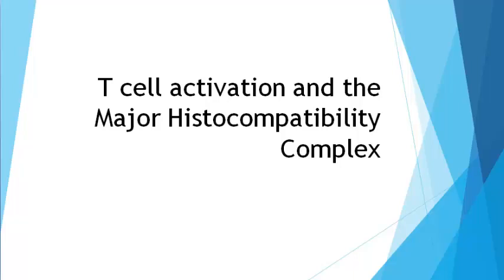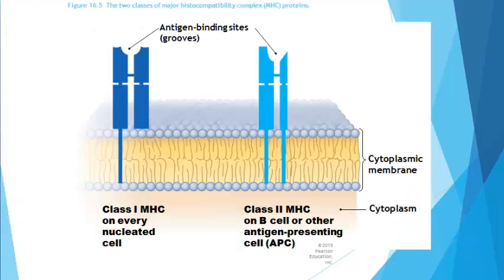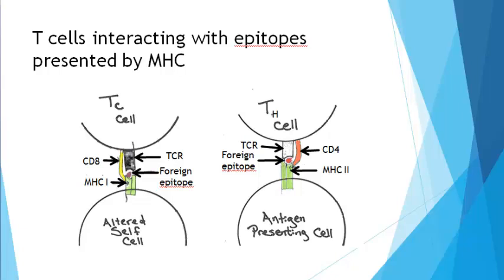T cells are activated to respond when the T cell receptor on their surface recognizes an epitope of an antigen being presented by the MHC molecule on another cell. Again, there are two varieties of MHC molecules, which correspond to the activation of the different T cell varieties. MHC1 interacts with cytotoxic T cells, and MHC2 interacts with helper T cells. Notice this figure showing the interaction.